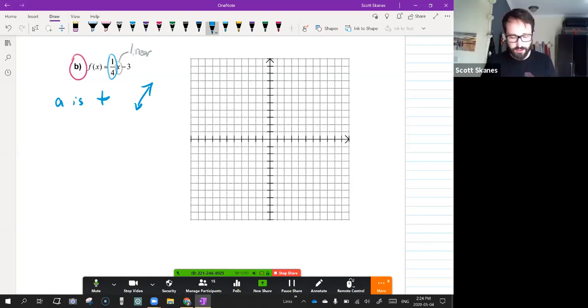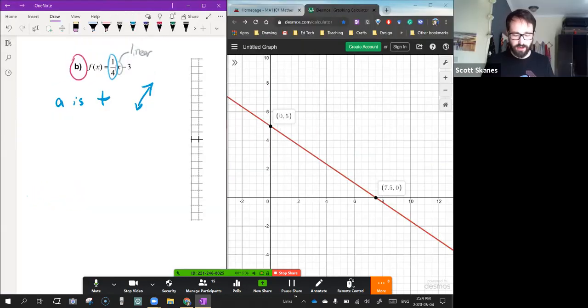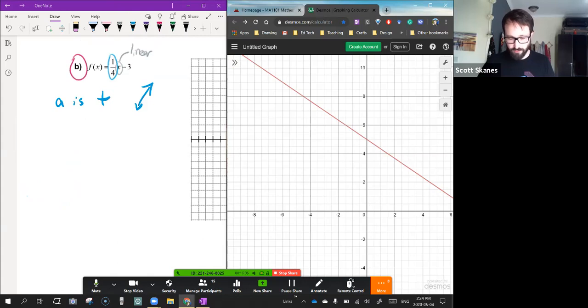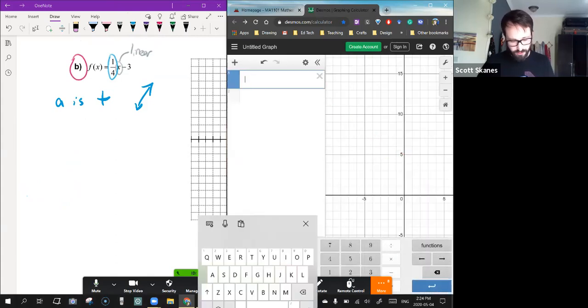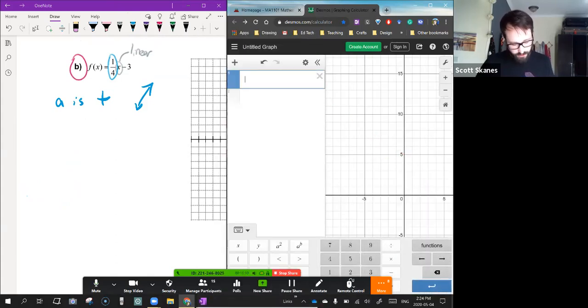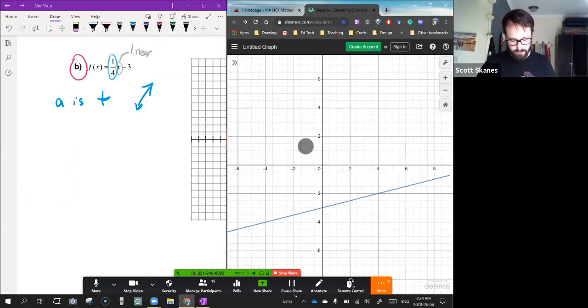If you know how to sketch this by hand, go ahead and do it. It's fine. You can do it whichever way you like. I'm going to put in a new function here. This function is 1 divided by 4, x minus 3. And it looks like this.